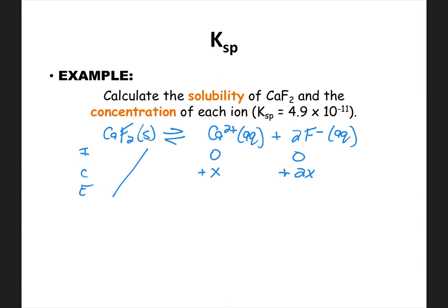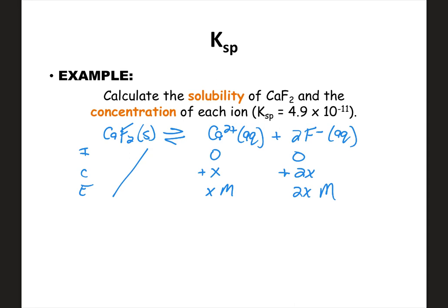All right, so then at equilibrium, we don't know the value of X now. So our concentrations at equilibrium for each are just going to be X molar and 2X molar. All right, if you remember back to the previous problem we just did, they gave us the molar solubility in the problem. We knew the value of X right away. Here, we don't know the value of X.